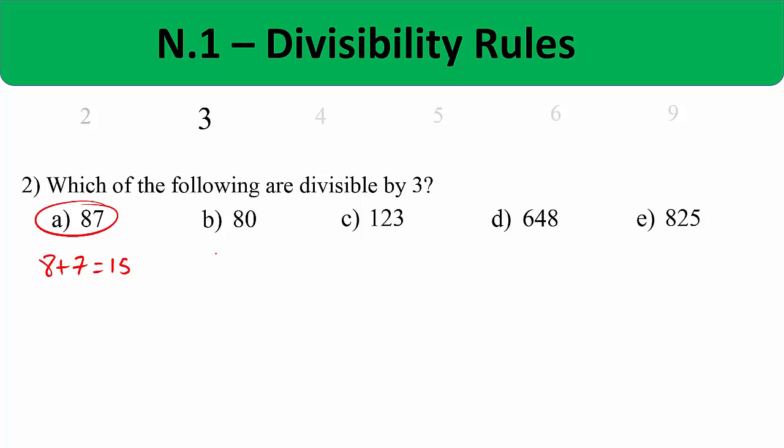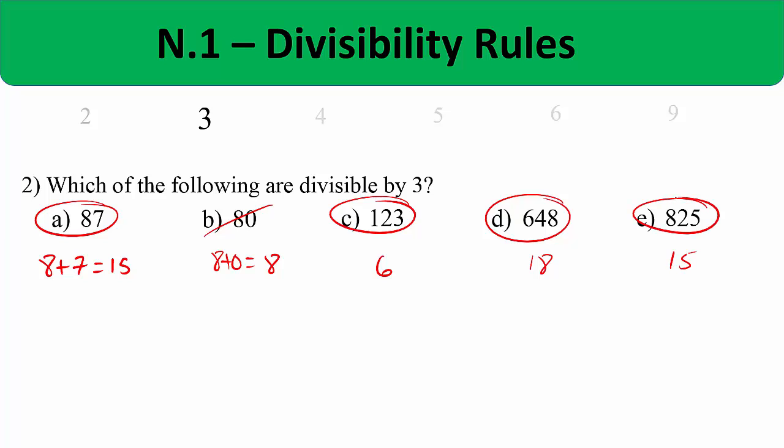In the next example, if we add together 8 and 0, 8 is not divisible by 3. So 80 is also not divisible by 3. So if we quickly look at these next 3, the sum of the digits in C is 6. That is divisible by 3. The sum of the digits here is 18, which also is. And the sum here is 15, which is also divisible by 3.